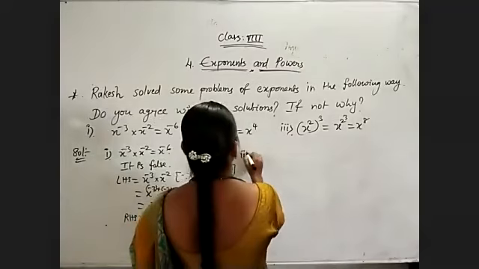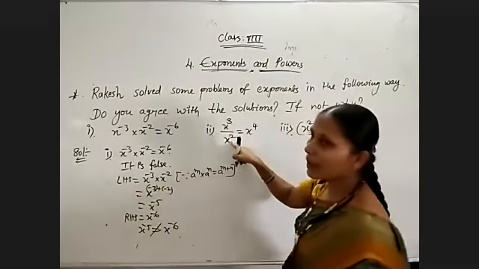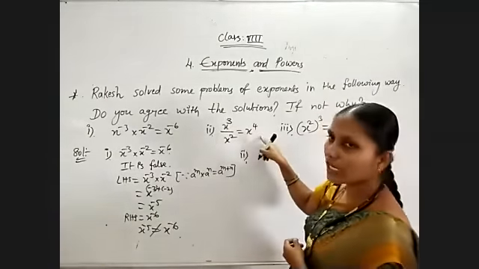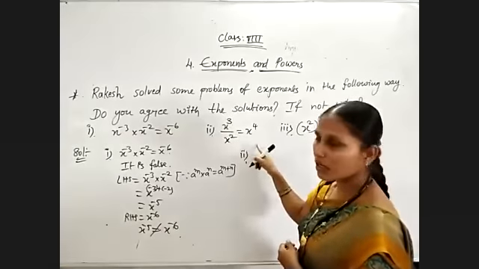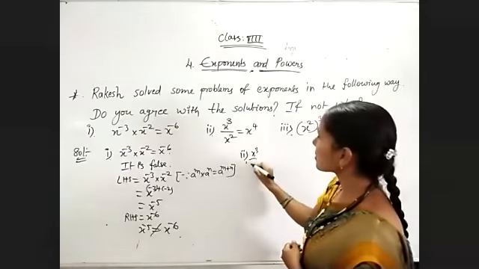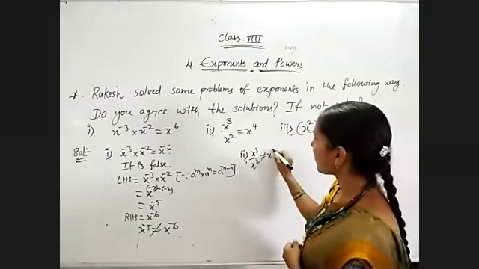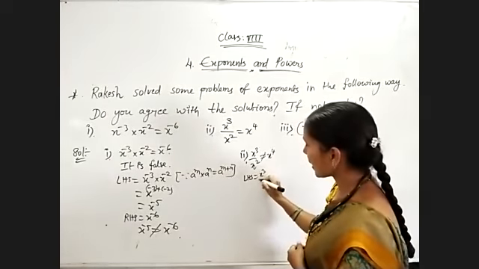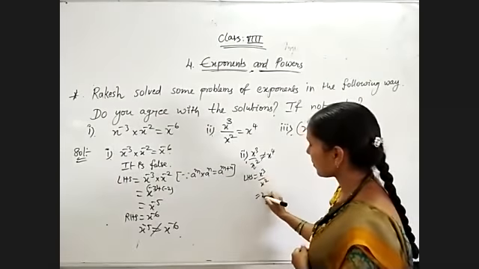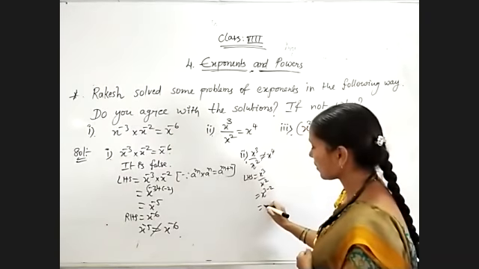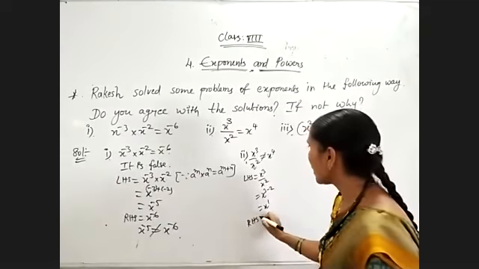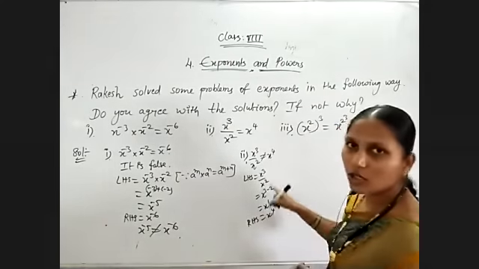Secondly, see a power m by a power n is a power m minus n. 3 minus 2 is 1, but here they have given 4. Are they equal? No. x cube by x square is not equal to x power 4, because on the LHS, x cube by x square is equal to x to the power of 3 minus 2, which is x power 1, that is x. But on the RHS we have x power 4. So both are not equal.